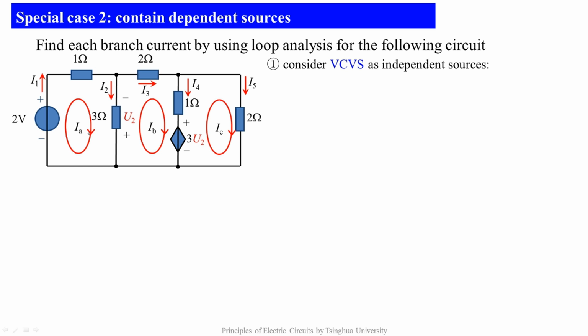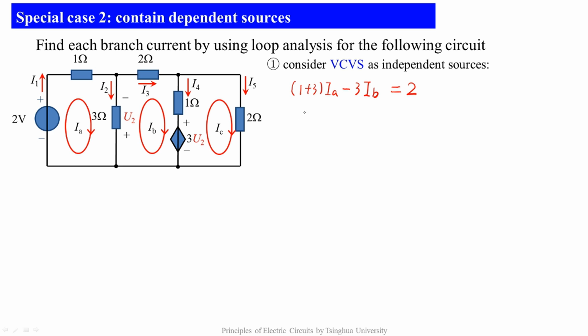For loop A, its self-resistance should be 1 plus 3, that is (1 plus 3) times IA, and the mutual resistance with loop B should be minus 3 because the two loop currents flow through the 3 ohm resistor in opposite directions. It should be minus 3 times IB. There is no common branch between loop A and loop C, so their mutual resistance is 0. The right side is the voltage rise along the loop direction. It should be 2.